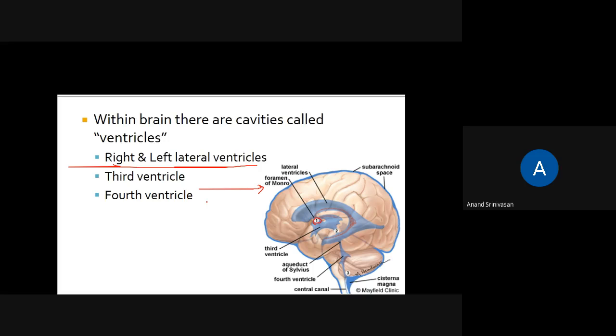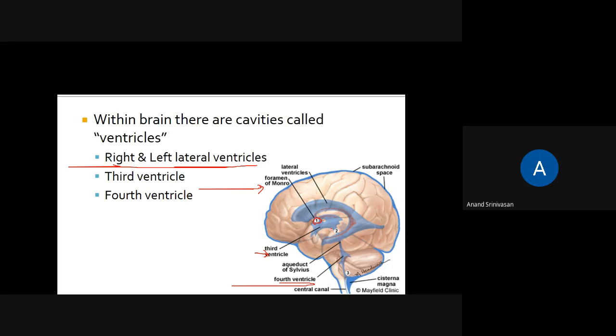Foramen of Monro. So the two lateral ventricles join together, and the cerebrospinal fluid from there comes through the foramen of Monro into the third ventricle. From the third ventricle, it goes into the fourth ventricle. You can see the fourth ventricle located between the pons, midbrain, and the cerebellum.